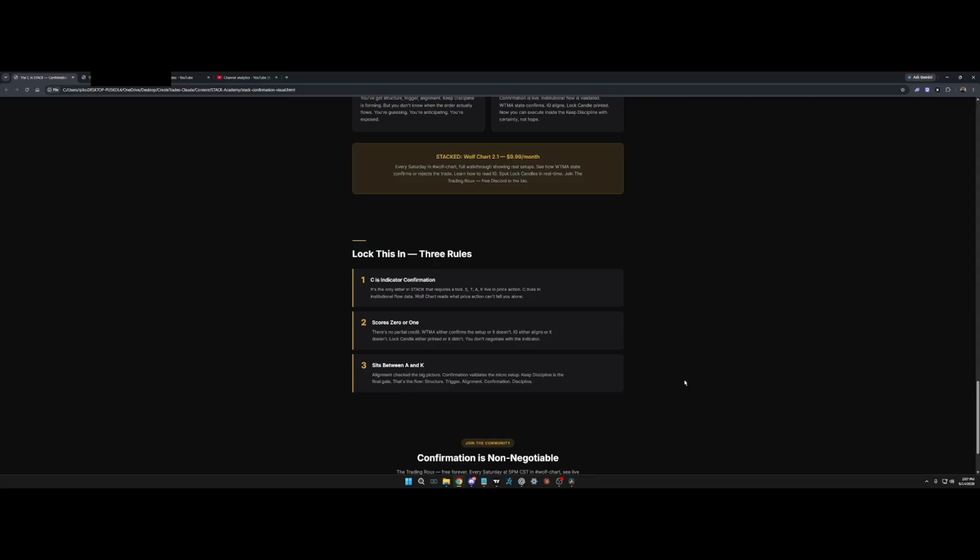2, C scores 0 or 1. No partial credit. The WTMA either confirms or it doesn't. The institutional flow either aligns or it doesn't. Lock candle either printed or it didn't. You don't negotiate with the indicator. And 3, confirmation sits between alignment and keep discipline. Alignment checks the big picture. Confirmation validates the micro setup, and keep discipline is the final gate. Structure, trigger, alignment, confirmation, discipline.